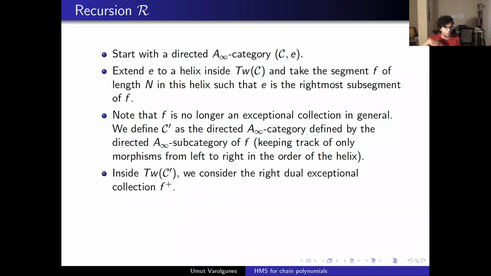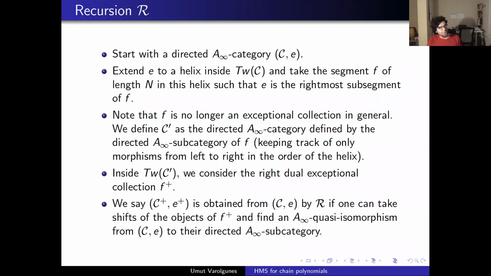And finally, I go again to the triangulated closure of this directed A infinity category and consider what's called the right dual exceptional collection. So I take the helix, truncate, remove the morphisms that don't go in the right direction, then take the dual collection. And if the new category is obtained by shifting these new objects of the right dual exceptional collection, then I will say that the new category is obtained from the old one by the recursion R.